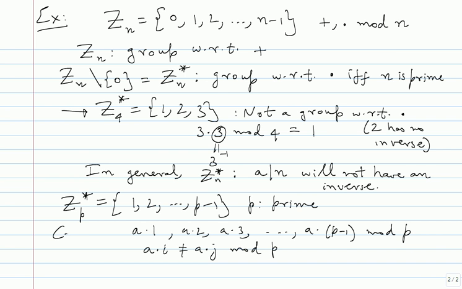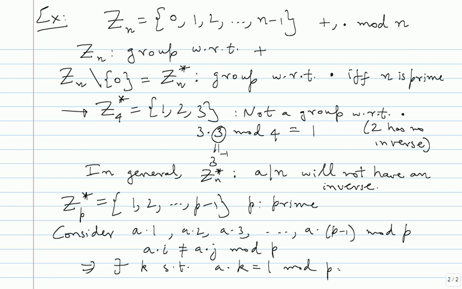Okay, so you consider these guys, no two of them are the same. So how many distinct guys do you have here? P minus 1 distinct numbers. One of these things has to be equal to 1, and that one will be the inverse. Okay, so that implies there exists k such that a·k equals 1 mod p. Okay, so that's the proof.